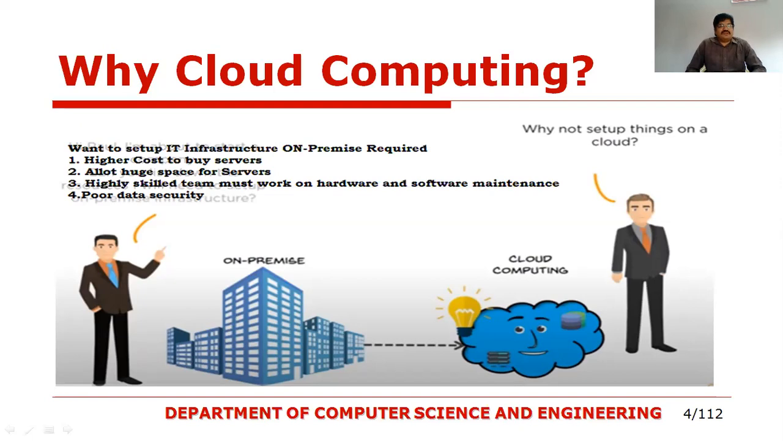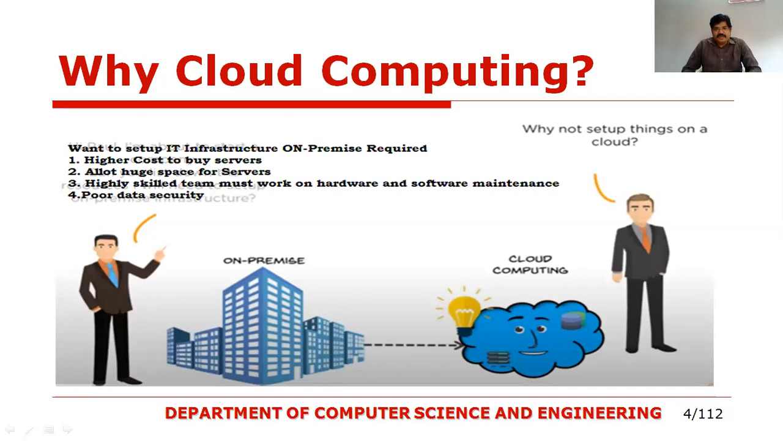And for maintaining those servers in a huge room, he needs to recruit highly qualified or skilled persons, and the skilled persons will monitor and assess the performance of the infrastructure available on-premises. And finally, he has to provide data security for his on-premises. So these raise the questions of what exactly he requires for setting up IT infrastructure on his premises. He concludes that he requires bulk servers, huge space, and a large team for maintaining the servers. For that, he has to spend a lot of money.